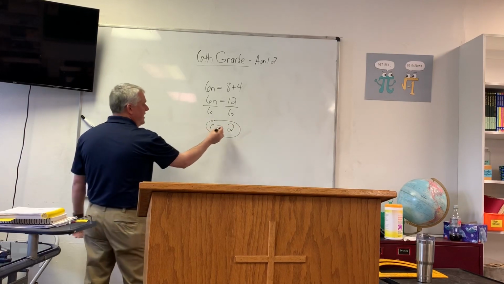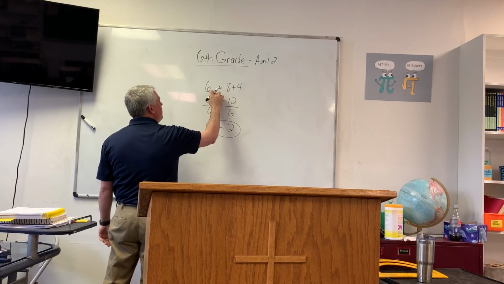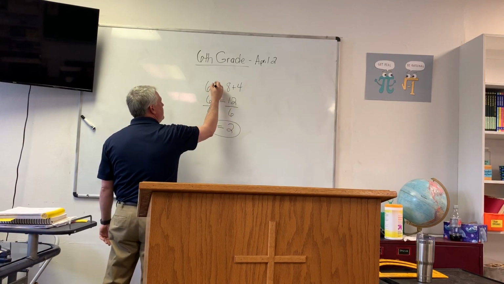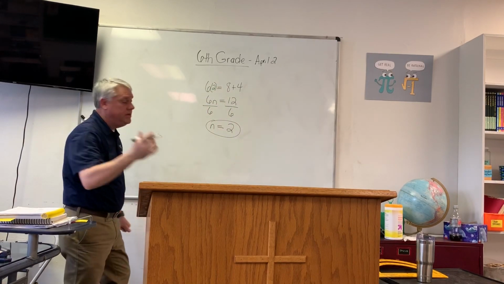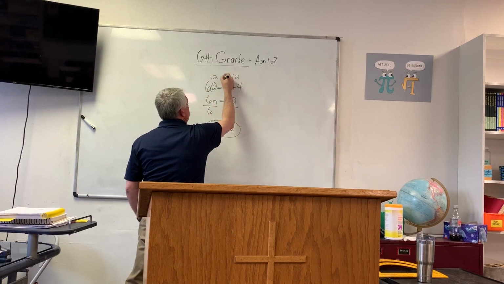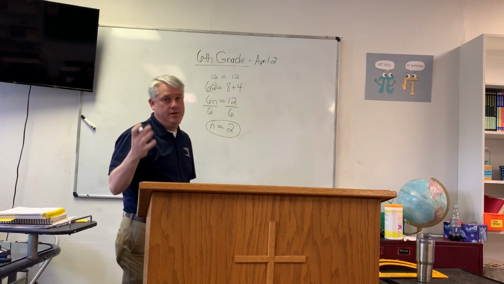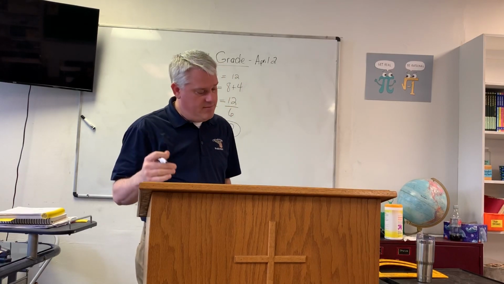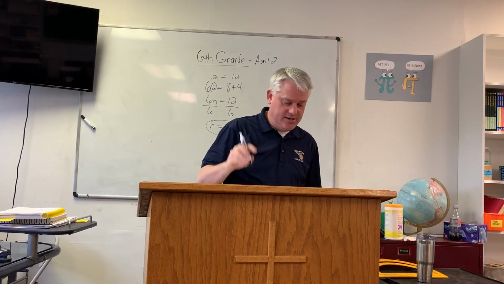Check it. Take 2, substitute it in for n. I'm going to use parentheses to show my multiplication. 6 times 2 is 12. 8 plus 4 is 12. 12 equals 12, and my equation is correct.